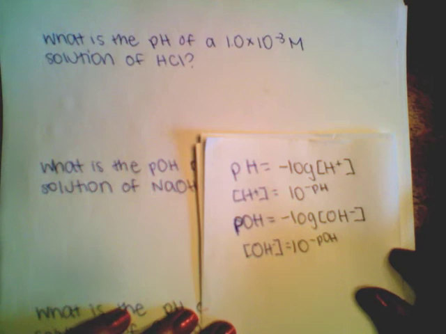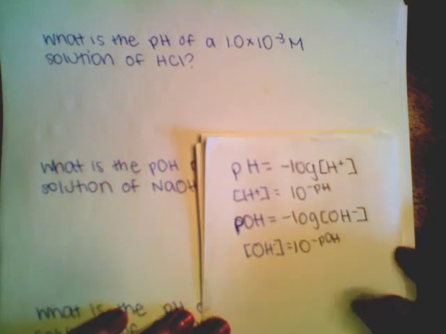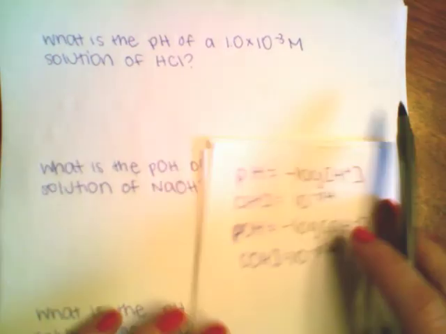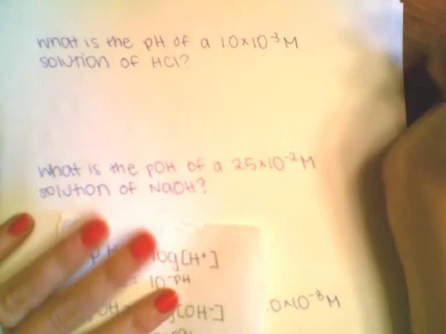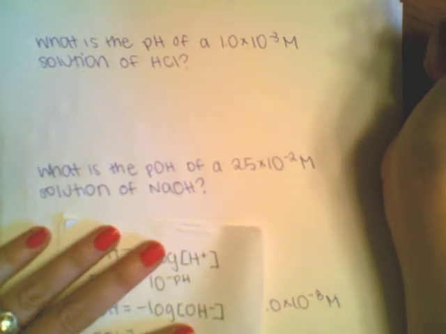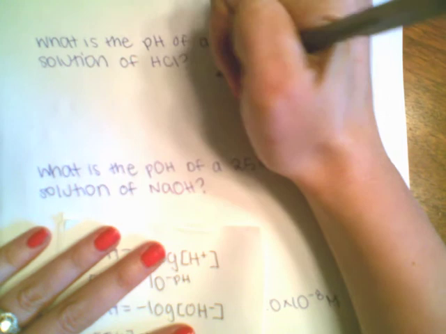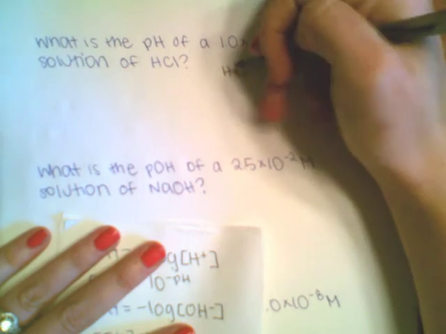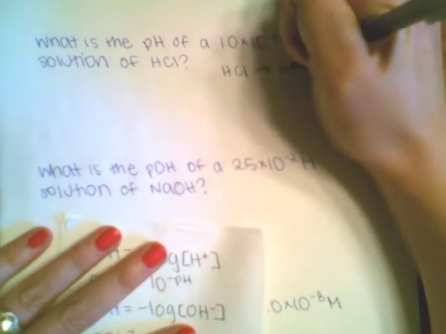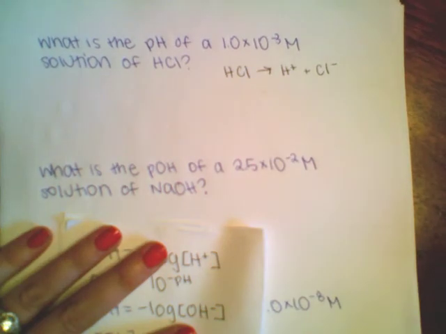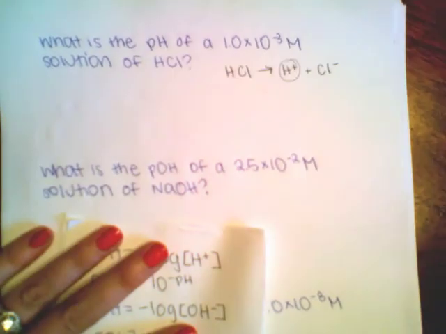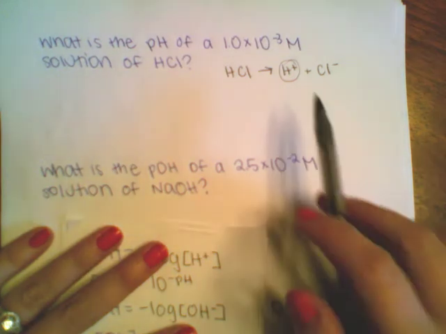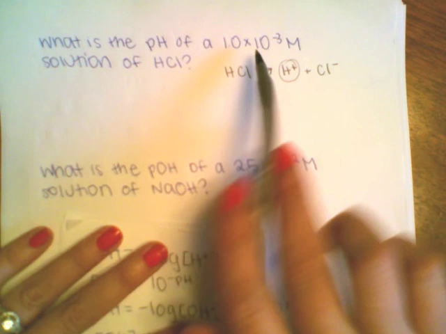So the first thing that we need to do is decide whether or not HCl is an acid or a base. If we were to write down the ionization of HCl, in other words, what it would break down into if we put it in water, this would be made up of hydrogen and chlorine. So the ions would be H plus and Cl minus. Since putting this in solution produces hydrogen, that means that we have an acid, and this is considered a strong acid. So whatever the concentration of the acid is, that will also be the concentration for hydrogen.